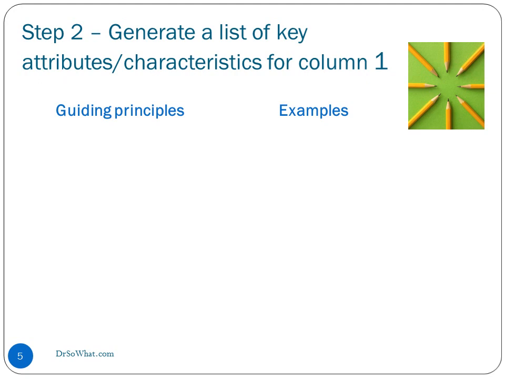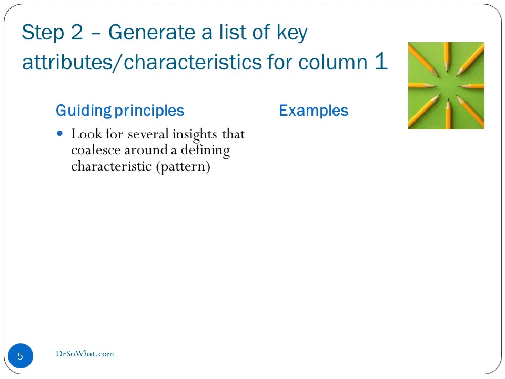What are some key principles that will guide us in this step? One is look for several insights that you've developed from this brainstormed list in step 1 that possibly coalesce around a defining characteristic or pattern. In other words, you see the pencils in the visual. Are there certain points that have a theme that has come up from step 1 from your insights that coalesce around a particular point? Isolate the most important issues.